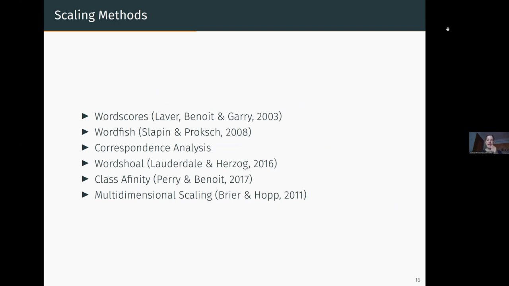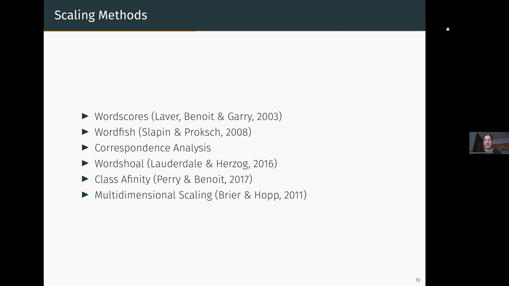Then there are scaling methods. What scaling methods do is put your text on any kind of scale. For example, a left-right scale, or a progressive-conservative scale, or a pro-EU, anti-EU scale, any kind of scale. Here are a couple of the more popular ones. One of the older ones is Wordscores, which takes your text and puts it on a dimension that you put in at the beginning. You decide what it is.